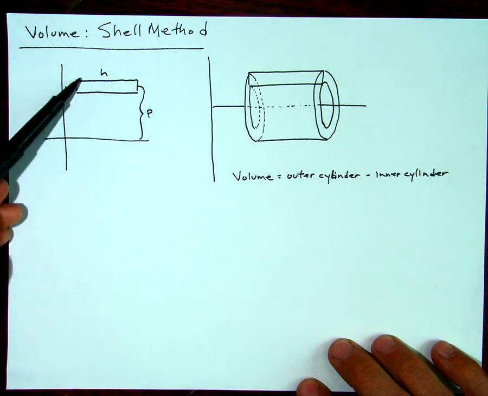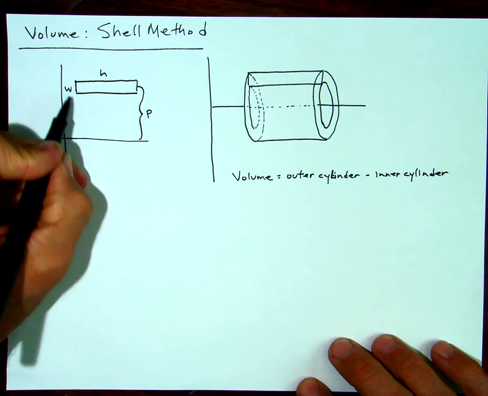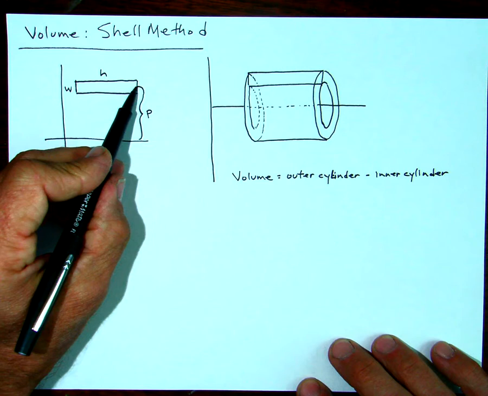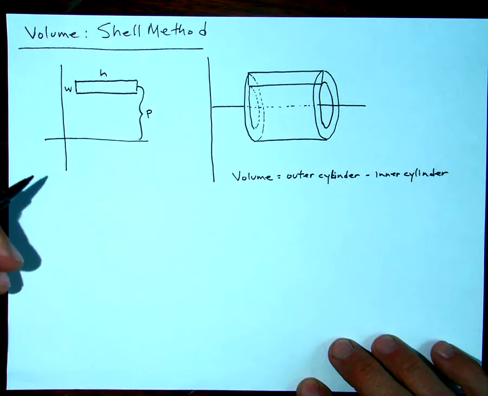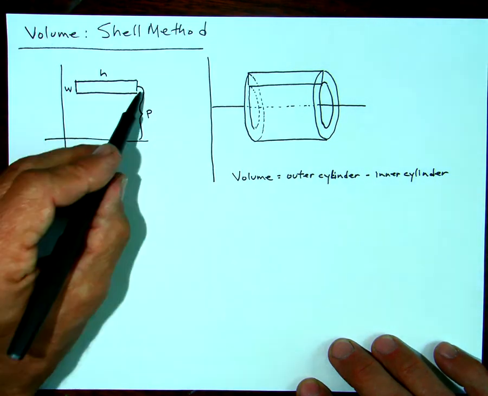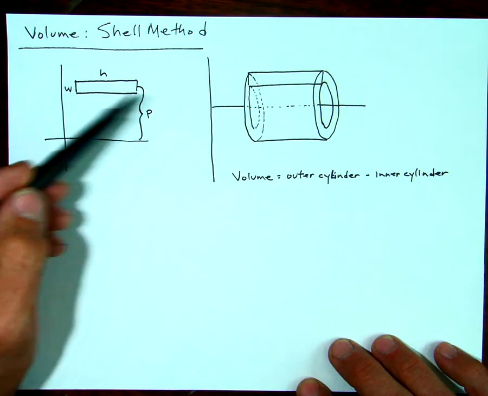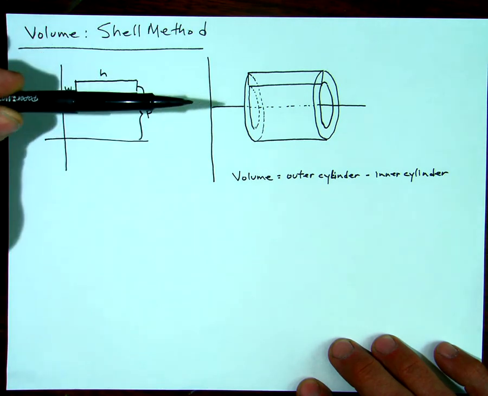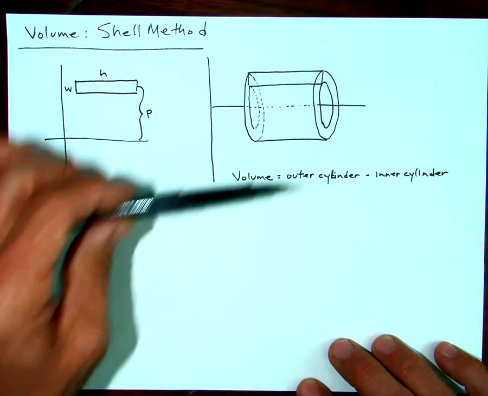If we have this rectangular piece here, and we call this length W, and this length H, and then the distance from the middle of the rectangle to, in this case, the x-axis, but whatever the axis of revolution is, we let P be that distance from the axis of revolution to the middle of this rectangle. Then we're going to rotate it around the x-axis, and it's going to sweep out this shell.